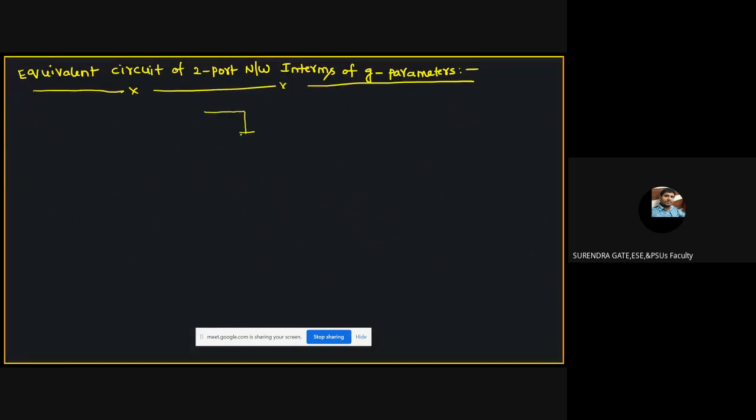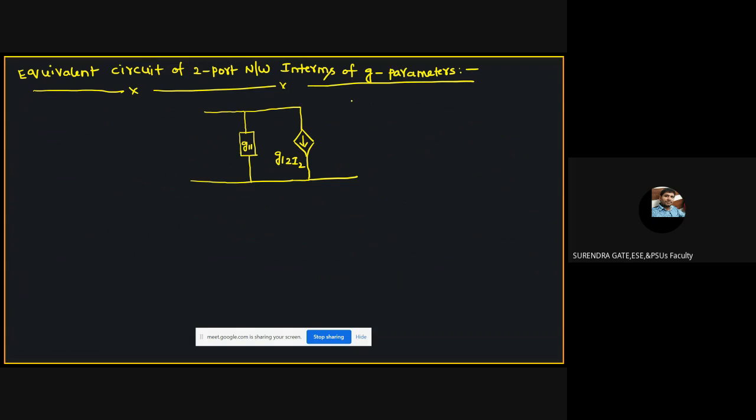This is G11 V1. It is multiplied with voltage, so it is a parallel branch. And G12 I2. G12 has no units, so multiplied by I2 that is the current. That is G12 I2.